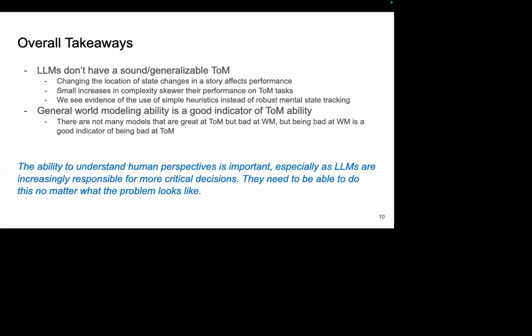So those are kind of the high level takeaways from our story. Seems like maybe LLMs don't have as sound of a theory of mind as initial tests indicate. It's pretty easy to perturb these stories and get them to mess up on our questions. And again, our benchmark is very simple. Really, the only source of complexity comes from tracking the mental states of these characters. And we also find that general world modeling ability may be a good indicator of theory of mind.